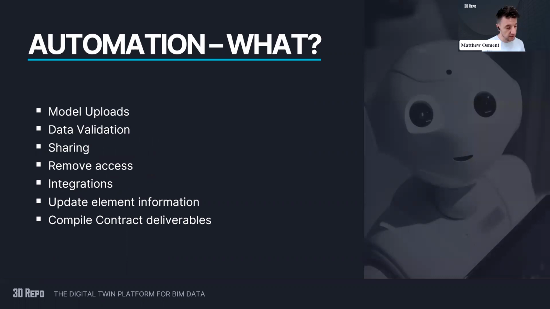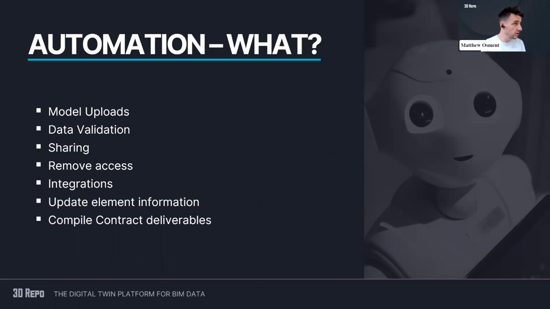So what could you automate in this world? First of all, model uploads, the simplest thing, either from your computer or from a common data environment into 3D Repo. Next up, data validation. So what we're going to show you in a bit is, when those models land, how do you assess whether or not they're good for sharing or good for distribution?